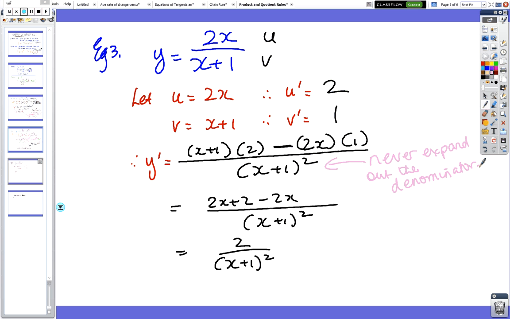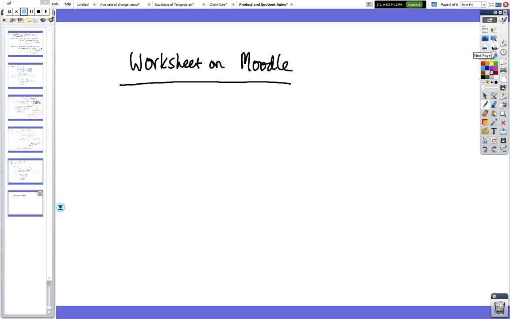Alright, done. Let's have a look at another example when you're ready. Come across. There's going to be a worksheet on Moodle.